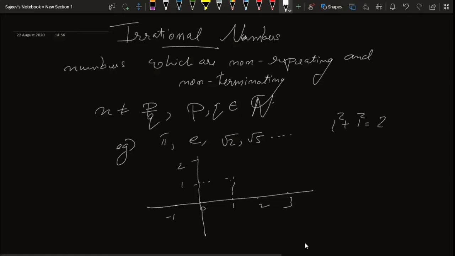So what I mean is, if I draw a right triangle with sides 1 and 1, I can use Pythagoras theorem, right? By Pythagoras theorem, this is 1, this is 1, and this is root 2. So this length is actually root 2. Now if I draw a circle with that length as the radius, then it will intersect the number line at this point, and that point is our root 2.